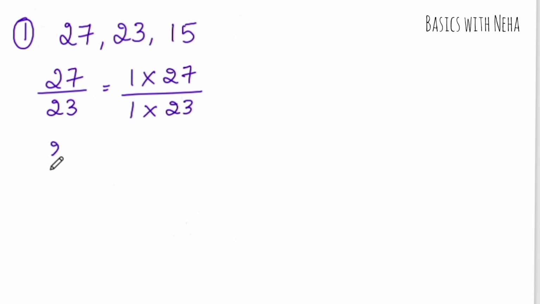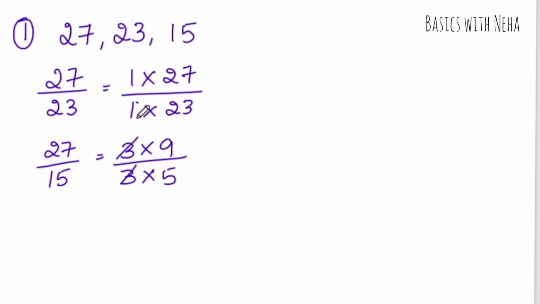Now again the biggest number with the other number, 27 by 15. We know that goes in 3 times table, 3 into 9 is 27, 3 into 5 is 15. We can cancel out the 3's and we can cancel out the 1.